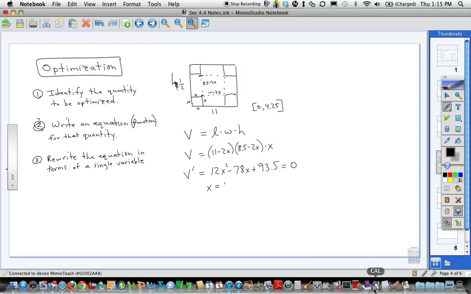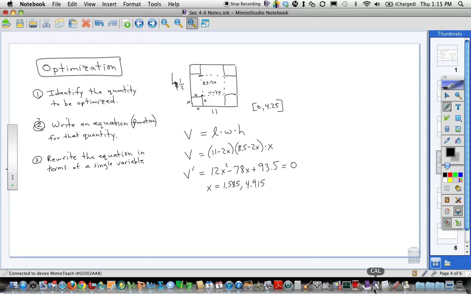What do we get? 1.585 and then 4.91458. So 4.915. That's not in the domain. That's not inside of our interval, is it? Now you might not always have noticed that, and you might put it into your list of candidates, and usually what happens is it gives you a value that in this case would be negative, and so you would pretty much know to eliminate that as a max value anyway.